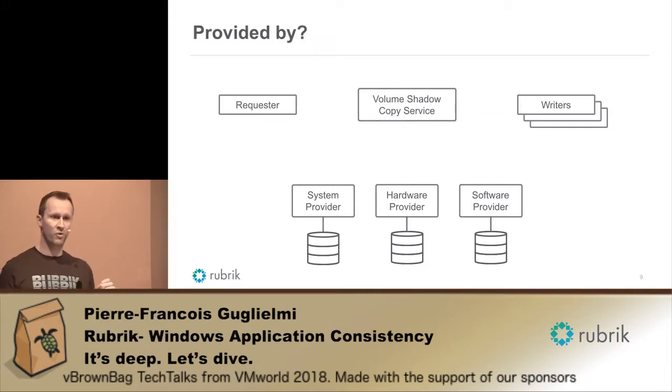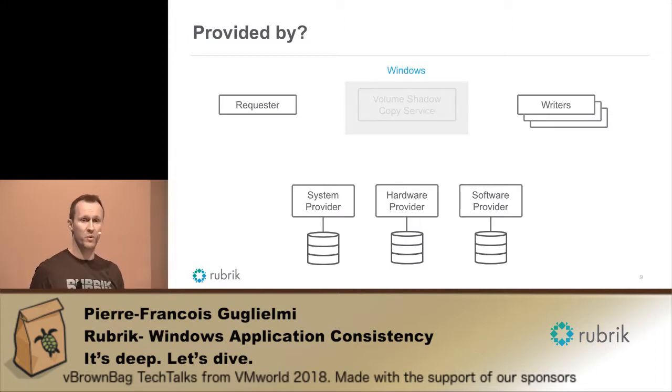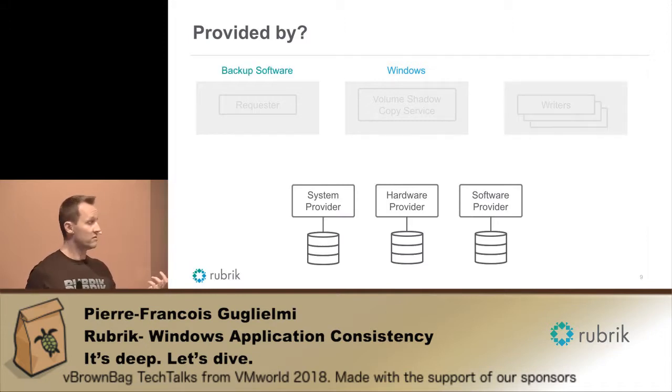So, quick question, quick quiz. Do you know what components are provided by what, basically? So, volume shadow copy service, I told it's provided by Windows, right? Requesters, do you have any idea? No. It's basically the backup application that provides the requester, okay? Writers, easy. The applications themselves.